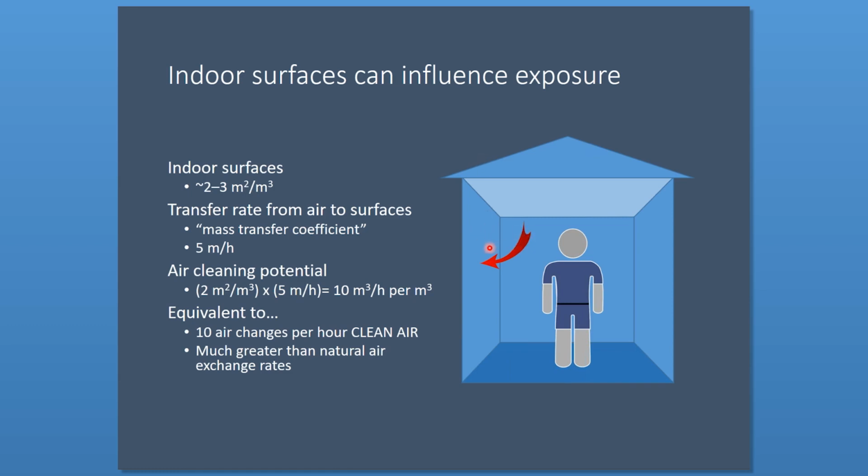And the rate at which this happens actually is very close to the rate at which things move from air to you. It's in this area, this mass transfer coefficient of 5 meters per hour is a typical number. So you can take the surface area of a building and get an air cleaning potential from that by multiplying the surface area of the building by this mass transfer coefficient. And if you get the surface area as the surface area to volume ratio, I should say, you get ultimately a result of 10 cubic meters per hour, but ultimately per cubic meter of volume.